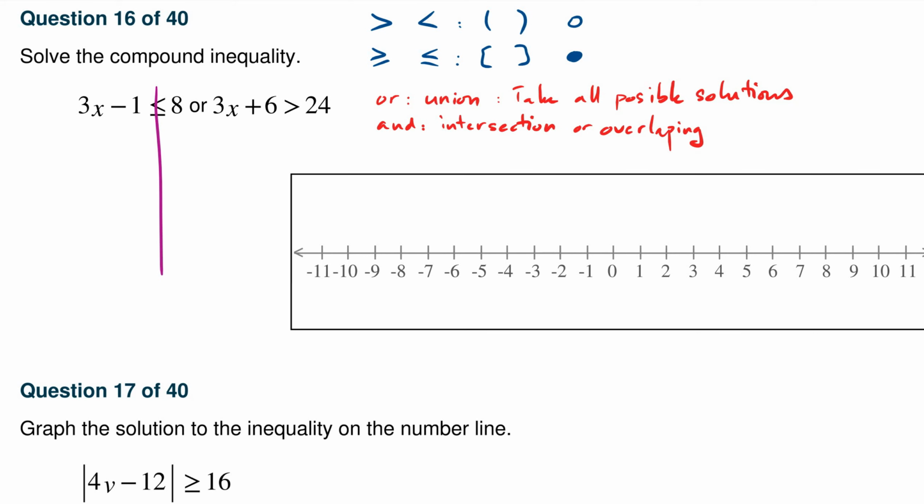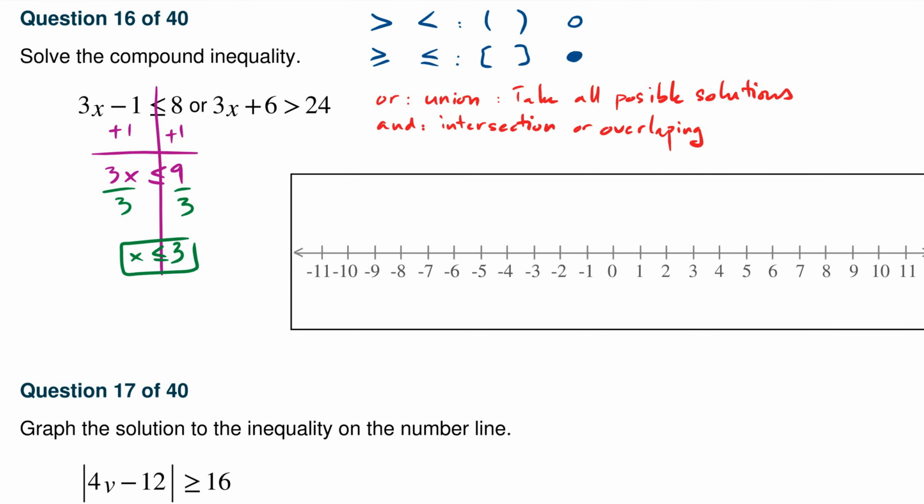Alright, 3x minus 1 less than or equal to 8. We try to isolate the x. So we're going to add 1 on both sides. That will give you 3x less than or equal to 9. And we're going to divide by 3 on both sides. So x less than or equal to 3.